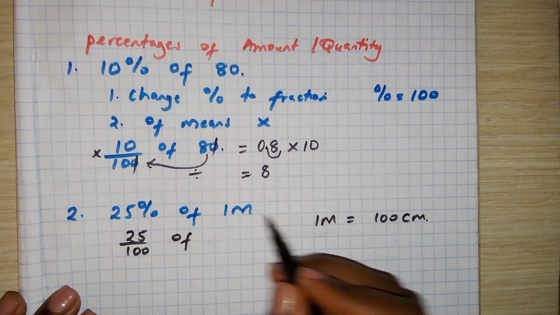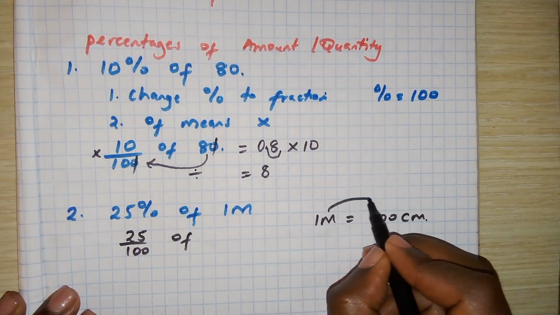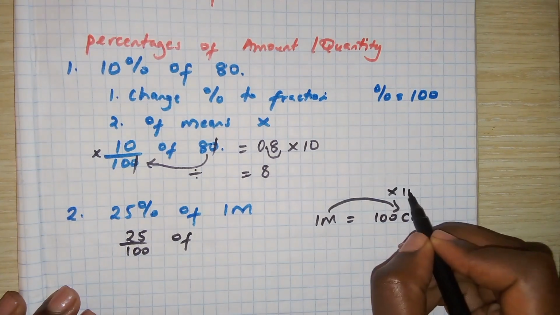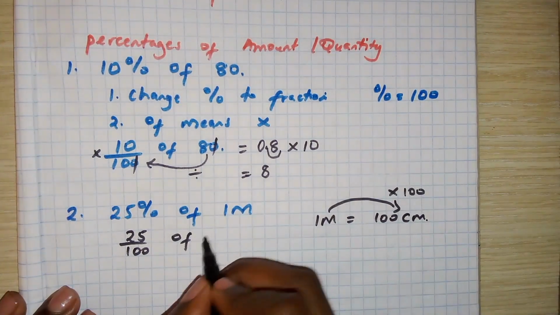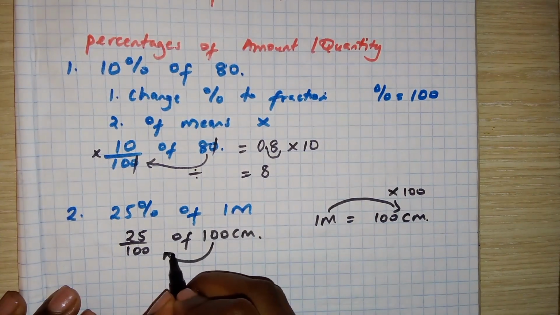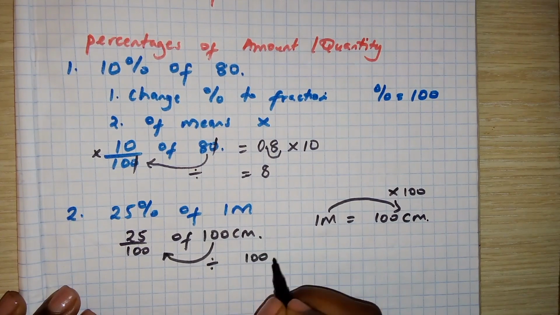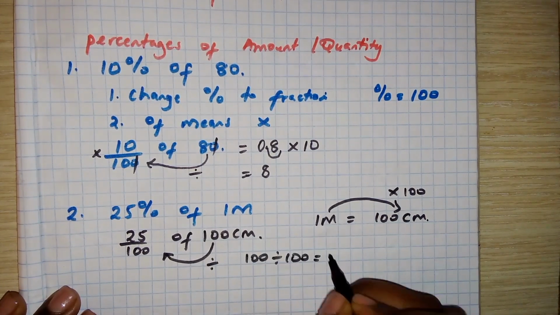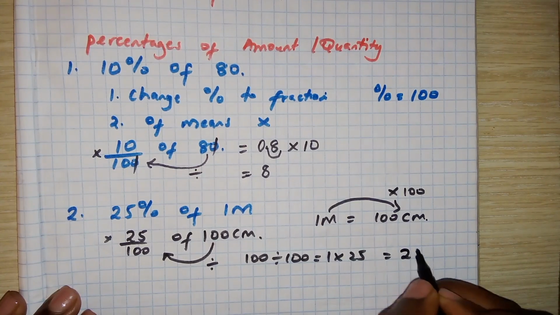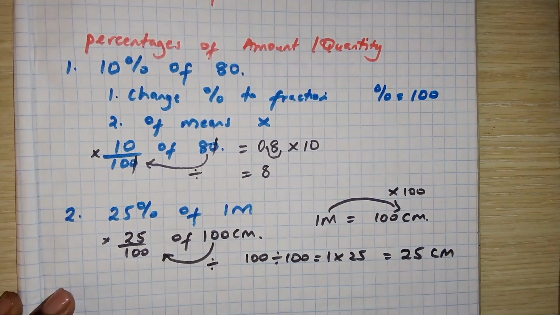So we want to change from meter to centimeter. So you put an arrow from meter to centimeter, the number is becoming bigger. So it means we multiply by 100. So that is 100 centimeter. Then you divide 100 divided by 100 is 1. And then you multiply by 25. And the answer will be 25 centimeter.